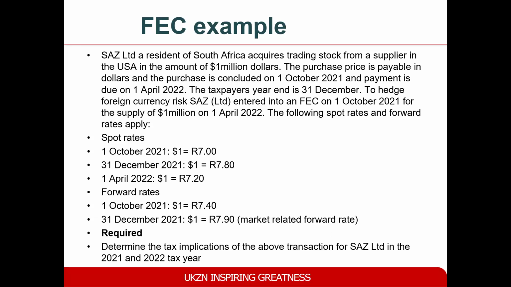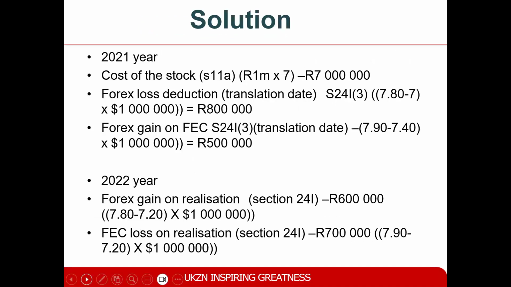Now we've got to deal with the losses of the exchange item. We've got to deal with the losses or gains of FEC. Determine the tax implications of the above transaction for SARS Ltd in the 2021-2022 year of assessment. Let's look here. So 2021, we've got the cost, which is 7 million. It's allowed under Section 11A. Why? We are told it's a trading stock.